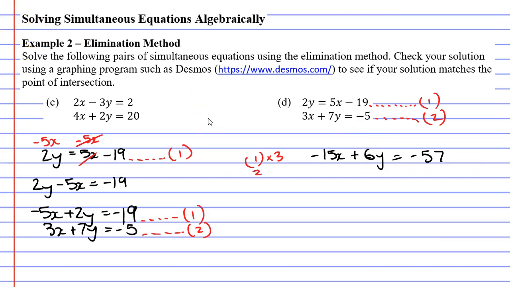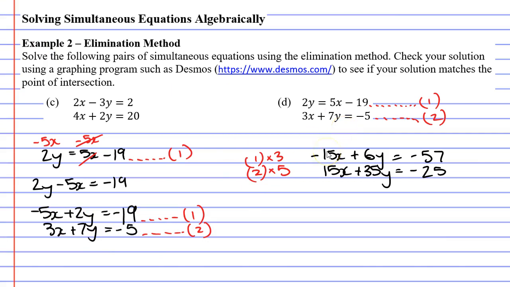Now I'm going to take equation 2 and I'm going to multiply this one by 5. I have to do it to every single term in equation 2. 3x times 5 is 15x, which is great. This is what I'm looking for. I want the coefficient of x to be the same for both equations. Let's now look at the y. 7y times 5 is 35y, so plus 35y. And then finally negative 5 times 5, which is negative 25.